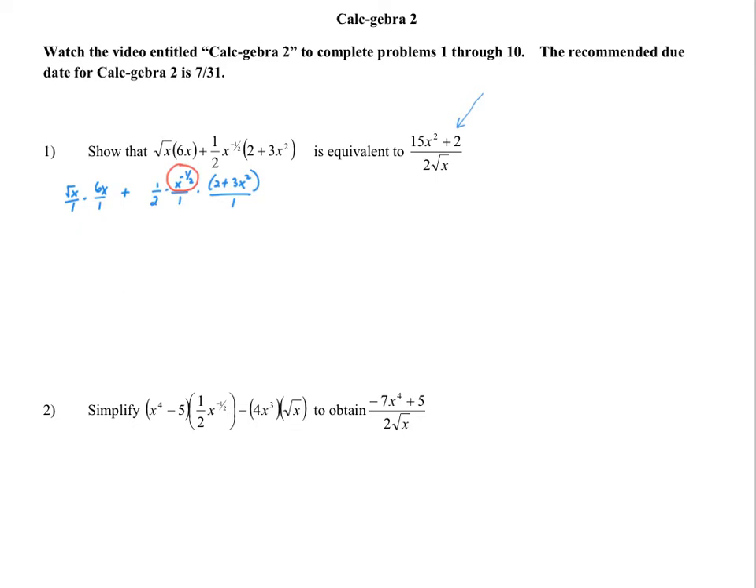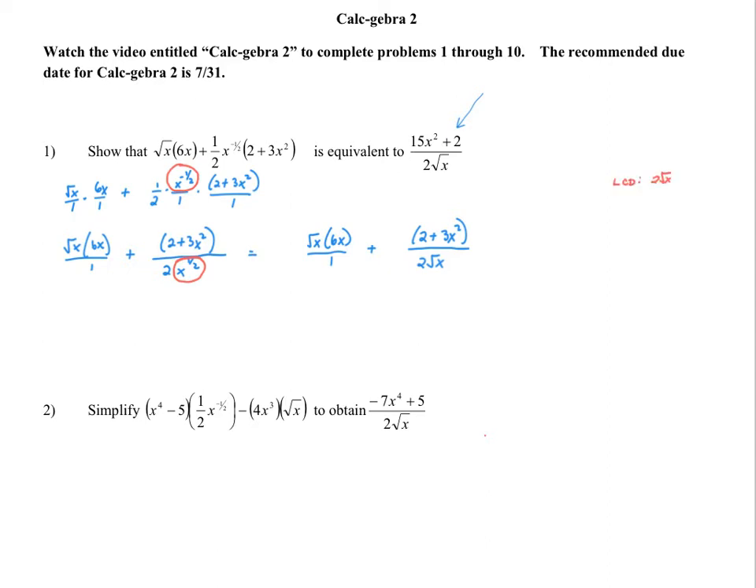Therefore, we have root x times 6x divided by 1 plus, in the numerator we have 2 plus 3x squared, and in the denominator we have 2 times x to the 1/2. Now, x to the 1/2 means the square root of x. So therefore, we have this.